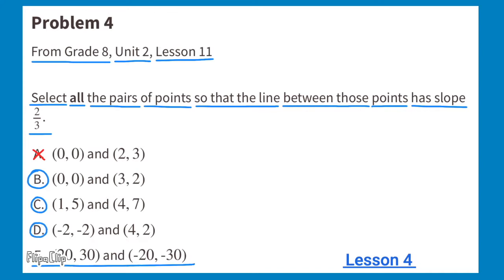E. (20, 30) and (-20, -30). So that would be -30 minus 30 and -20 minus 20. That's a total of -60 over -40. A negative divided by a negative is a positive, and 60/40ths can be simplified or reduced to 6/4, which can also be reduced or simplified to 3/2.